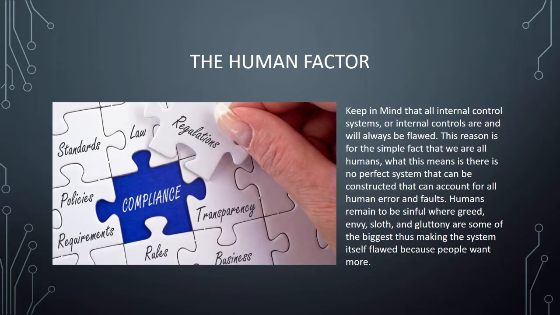So there is the human factor. This basically states that humans are flawed. We have a lot of error and a lot of sins that we will commit, in which all humans basically want more, whether that's land, money, power, wealth, you name it, they want more. And because of this, no internal control system is perfect, and it never will be, because we are all human.